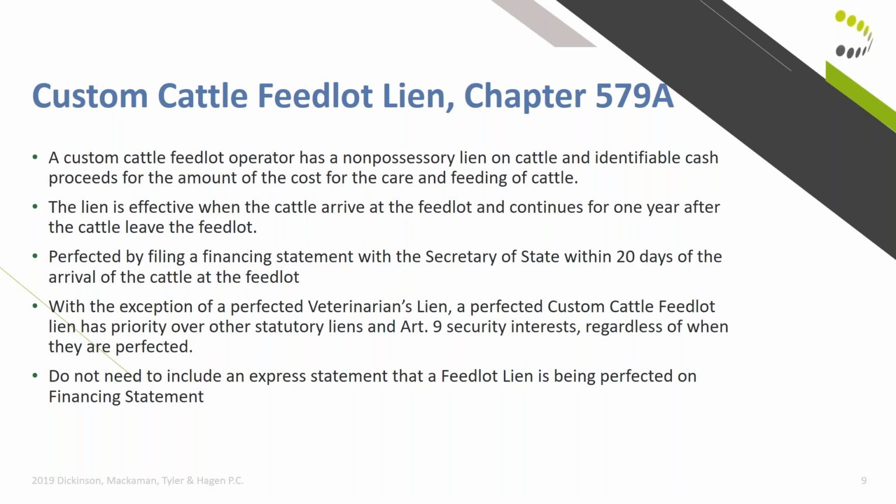And it is a priority lien with the exception of a perfected veterinarian's lien. A perfected custom cattle feedlot lien has priority over all the other statutory liens and Article 9 security interests, and this is regardless of when they are perfected. Unlike the landlord's lien, you do not need to provide a statement on the financing statement indicating that it is a custom cattle feedlot lien. As I will discuss in a little bit more detail, this is beneficial because if you're a custom cattle feedlot operator, you could potentially use this lien or the next one I'm going to talk about, which is the commodity production contract lien.